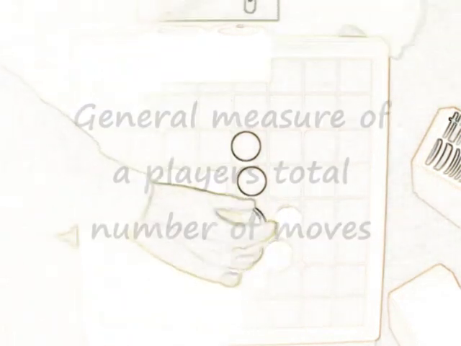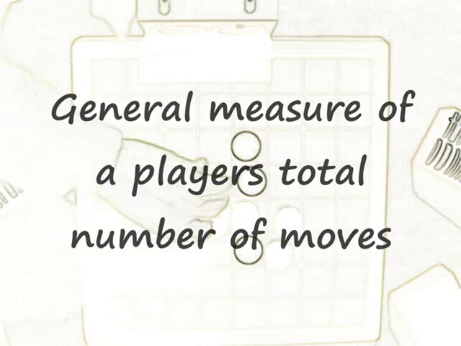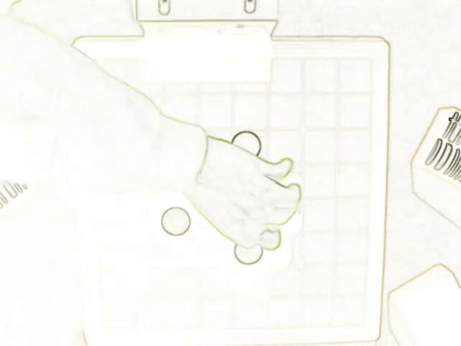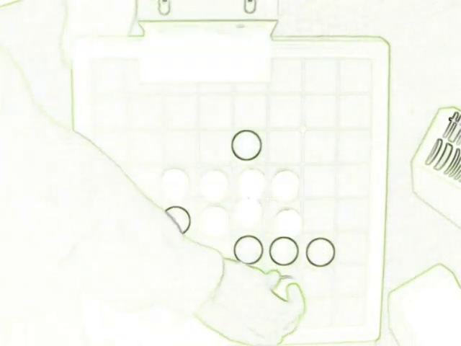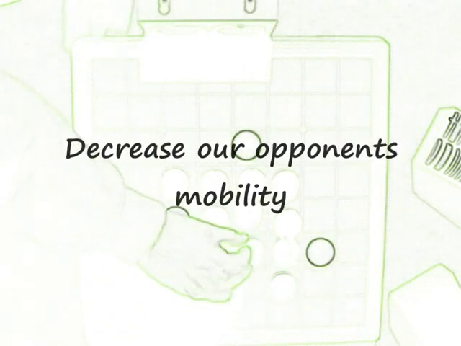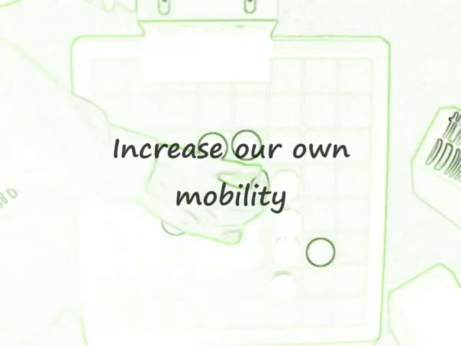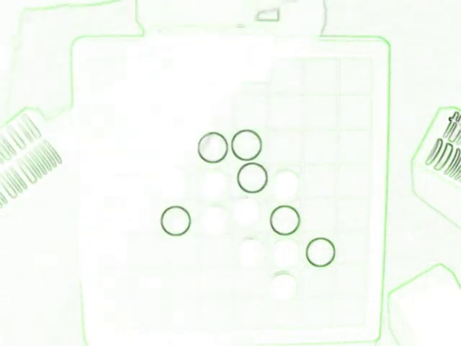Now mobility is a general measure of the number of moves a player has, usually expressed as good if there are lots of moves available, and bad if there are few moves available. So our basic aim is to decrease our opponent's mobility and increase our own mobility.